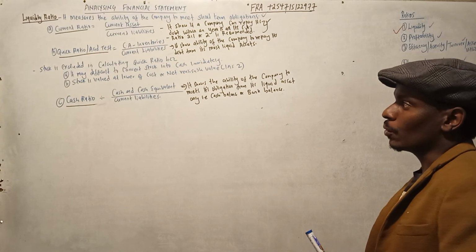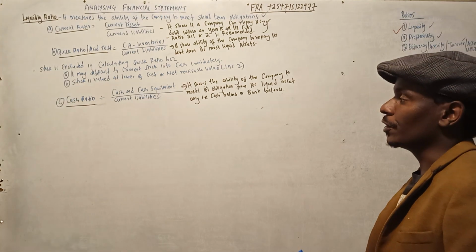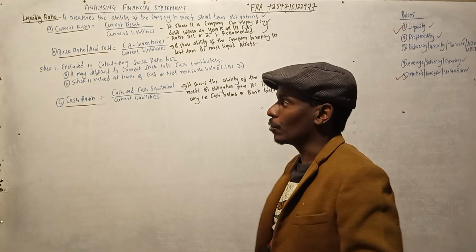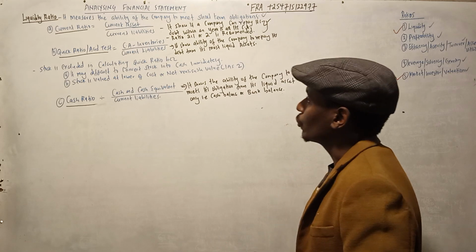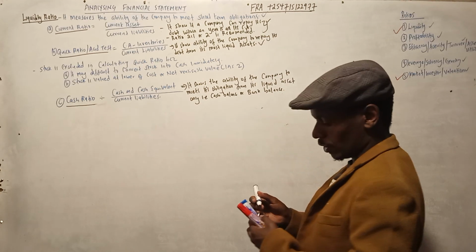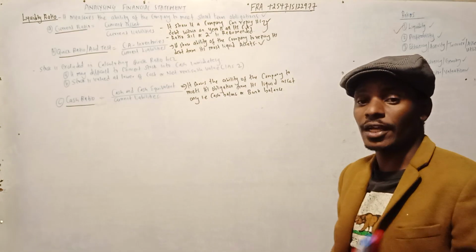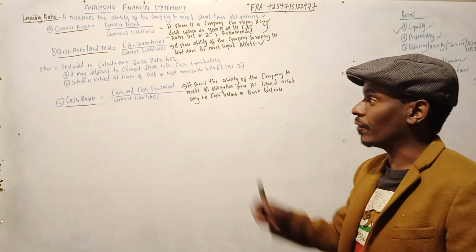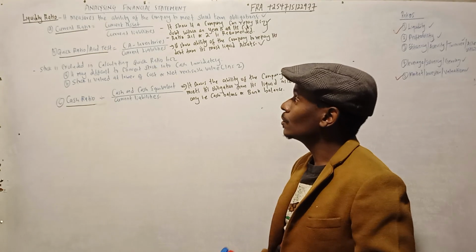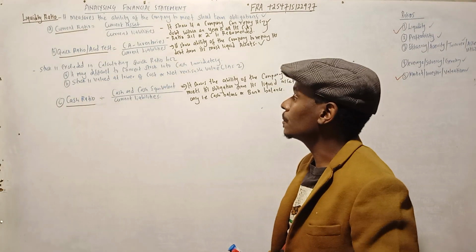Then you have the quick ratio, or the acid test, which is equal to current assets minus stock, divided by current liabilities. This shows the ability of the company to repay its debt from its most liquid assets. Remember, inventory is not liquid because it's very hard to convert inventory into cash. So we are removing inventory. Without it, how fast can we repay our debt?